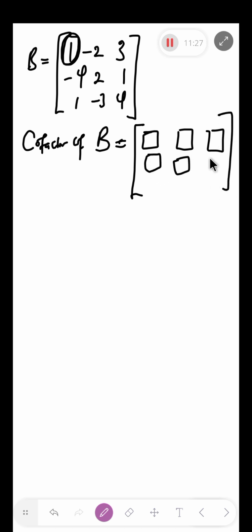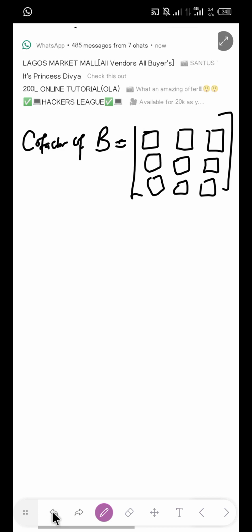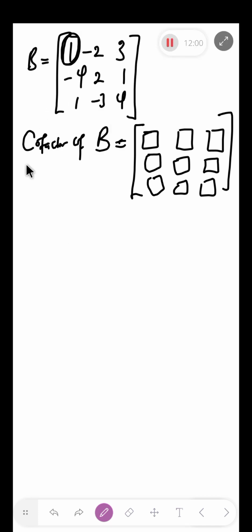So we need to fill this box now. And to fill this, you need to follow these steps. Now listen attentively. One thing you have to do here is put a sign here. Remember that we used to put plus, minus, plus for determinant, then you stop. But for cofactor, you do not stop there. You have to continue: plus, minus, plus, minus, plus, minus, like that. So in order for you not to get confused, let me clear this off to clarify what we are going to do.